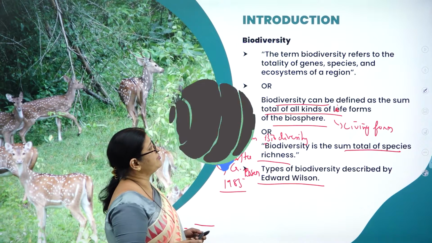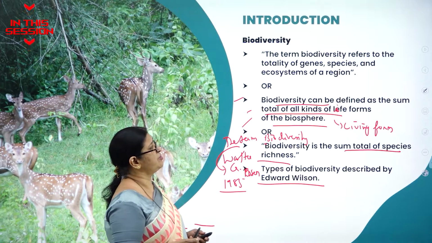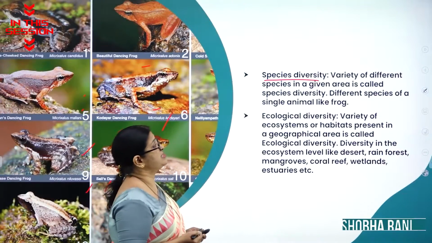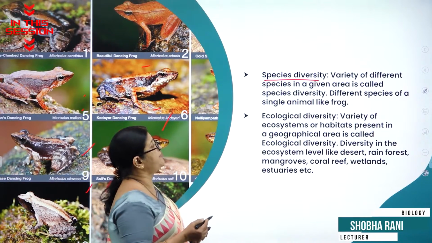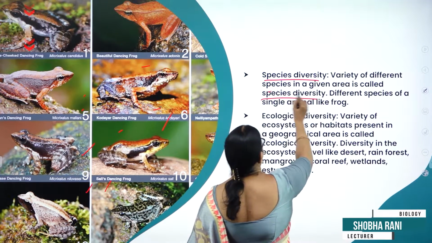The term biodiversity refers to the totality of genes, species and ecosystem of a region. So what is species diversity then? Variety of different species in a given area is called species diversity.